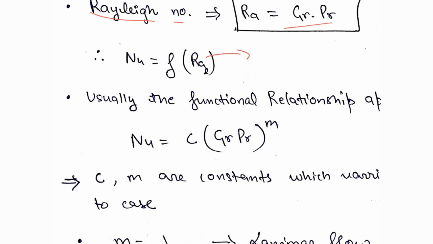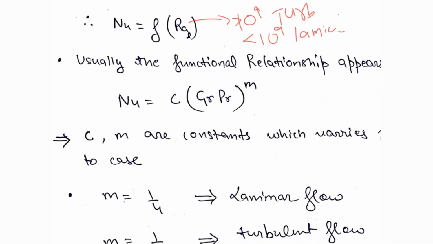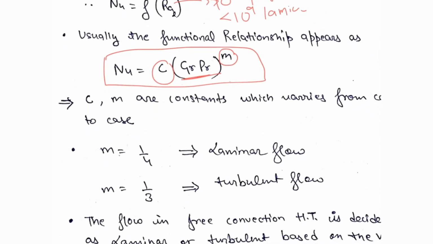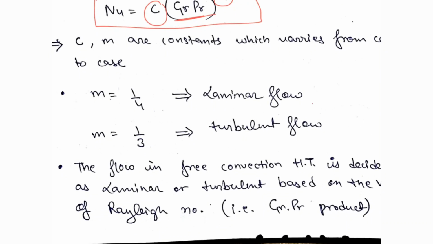If Rayleigh number is greater than 10 power 9, then it is turbulent flow. If Rayleigh number is less than 10 power 9, we call it laminar flow. Usually this is the functional relationship. You need not derive this, you should remember this. Nusselt number is a function of Grashof number and Prandtl number, raised to the mth power, and it is multiplied with C, where C and m are constants that vary with each case. m is equal to 1 by 4 if you are talking about laminar flow, and 1 by 3 if you are talking about turbulent flow.